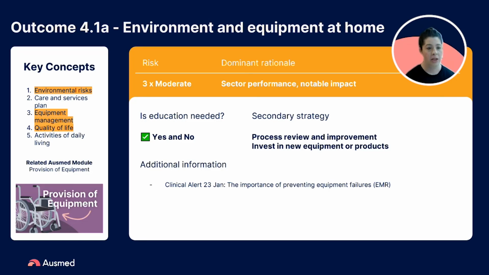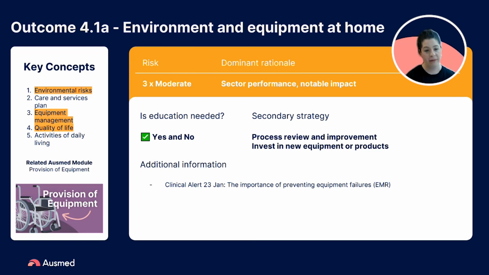So outcome 4.1a, environmental equipment at home. We probably wouldn't tend to see this as even a moderate risk, but there was a clinical alert issued on the importance of preventing equipment failures on January 23 this year. So in this instance, if this was an alert published this week, today, tomorrow, we would suggest that our provision of equipment module should be assigned to your most appropriate target audience in response to that.